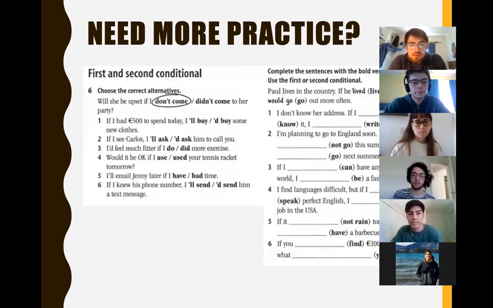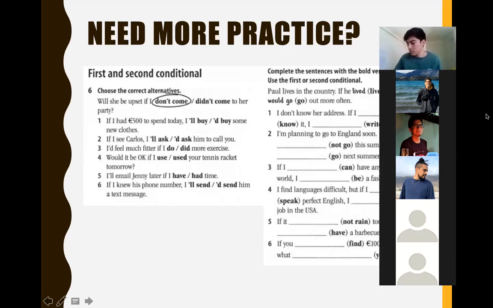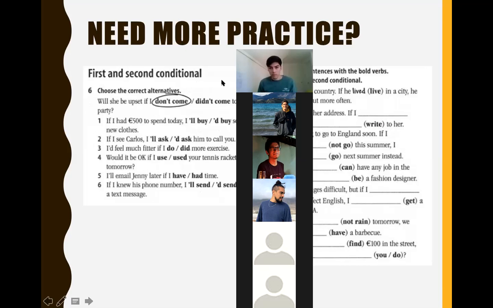Very good. Number 5, Alexander. Do you think that you can do it? Alexander? Yes. Okay. I'll email Jenny later if I have time. Excellent. Right, if I have. This is likely, you don't really know, but very likely you will. Number 6, Felipe. If I knew his phone number, I'd send him a text message. Felipe, I'm sorry that your audio is not very good. So you say I'll or I'd? I'd. Very good. Yes, I'd send him, because it's if I knew.